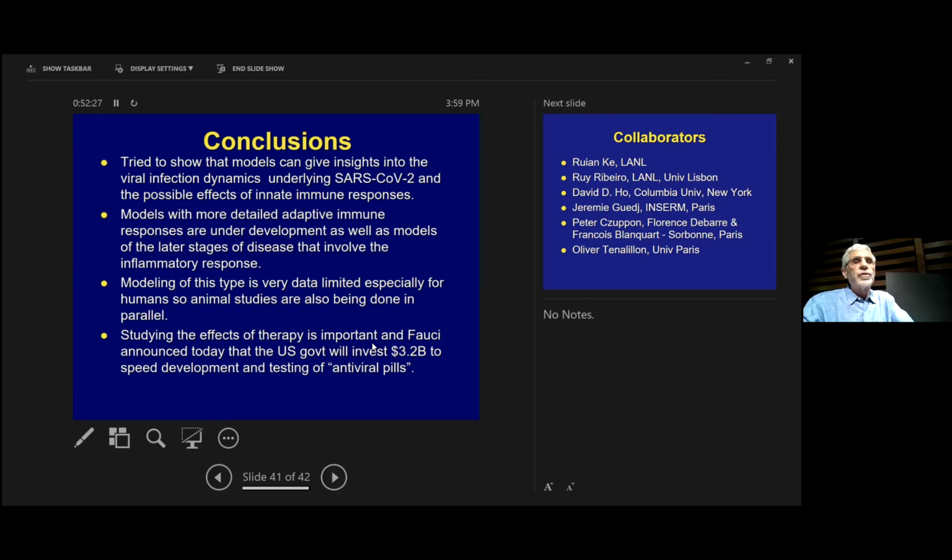And we have data from ferrets, which are the model of choice for flu. I can show somebody, and you also see very similar to the NBA bubble data. And for reasons not understood, they only get an upper respiratory tract infection. They can't induce infection in the lower respiratory tract with human virus samples. And then studying the effects of therapy is important and something we're heavily involved in. And as I said, Fauci said we're going to try and develop pills.